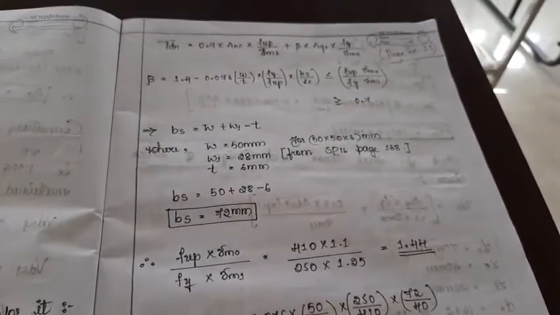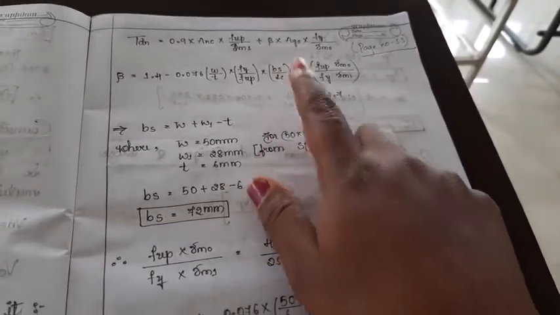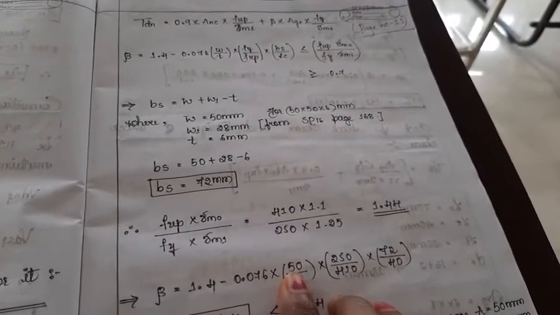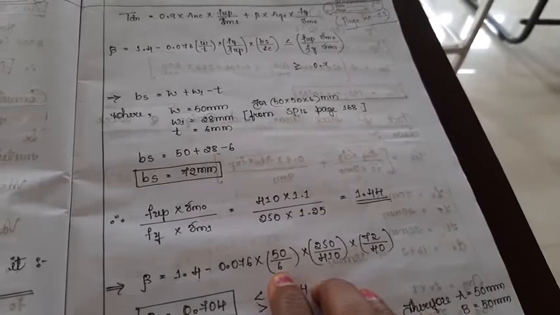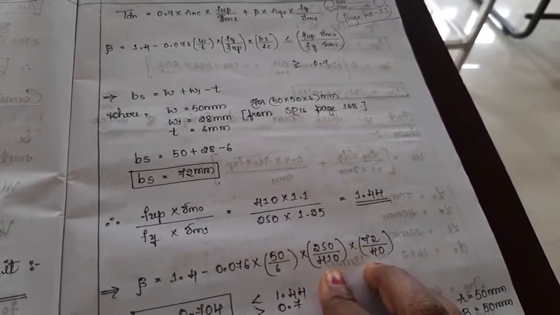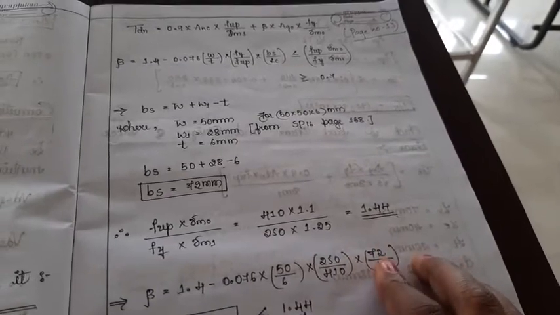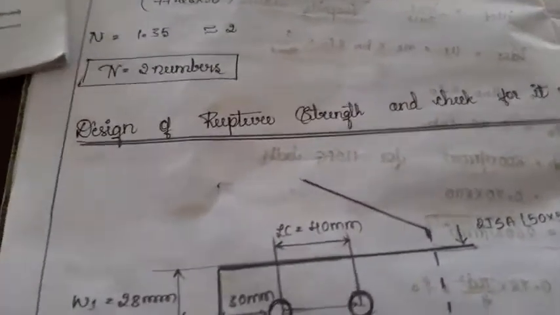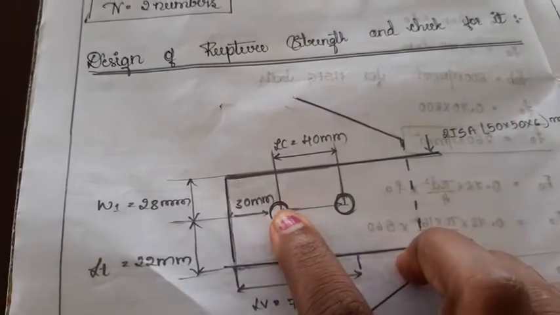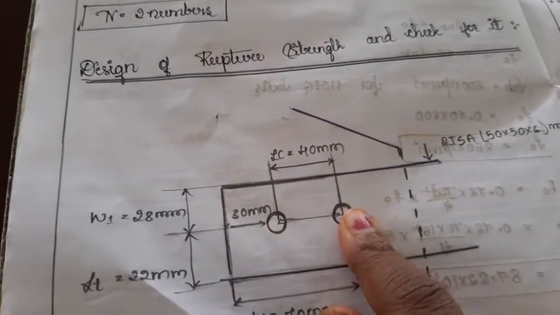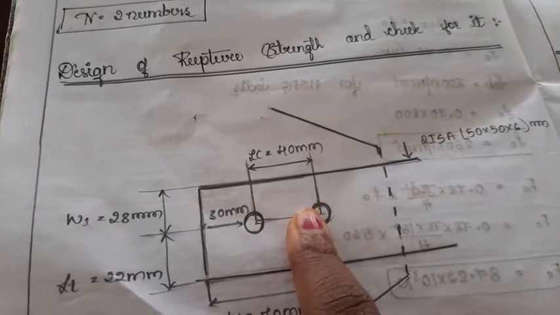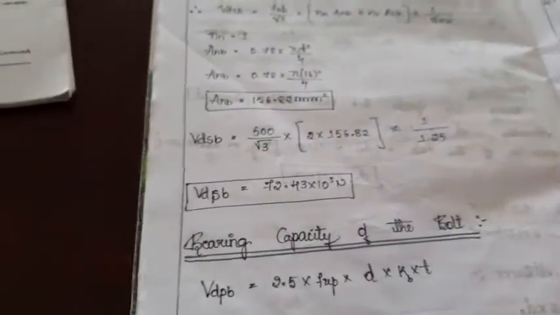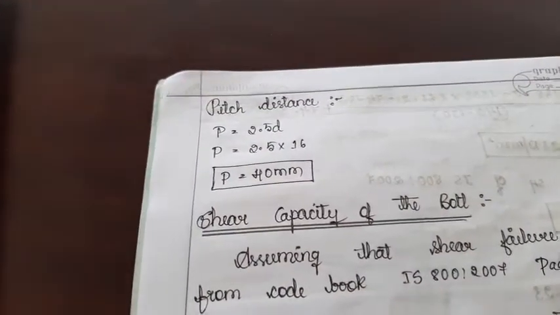Now we calculate the beta value here: 1.4 minus 0.076 into W, which is 50, divided by T, which is 6, into Fy 250 by Fup 410, into Bs by Lc. Bs is 72 mm. Lc is nothing but the pitch distance, the distance between the center of one bolt and the center of the next bolt. You know the pitch distance formula, that is 2.5 times D. So what is that?